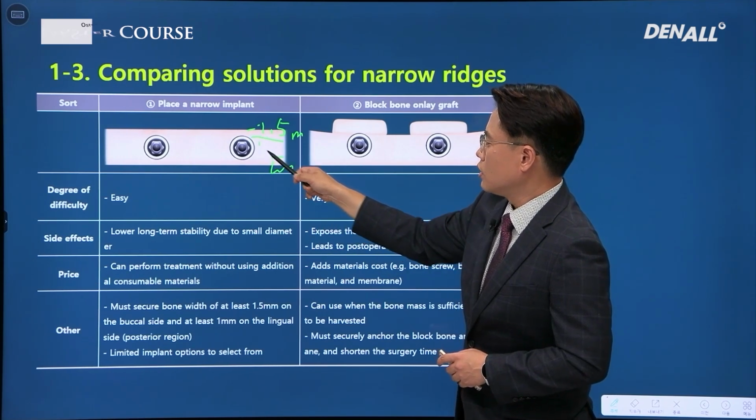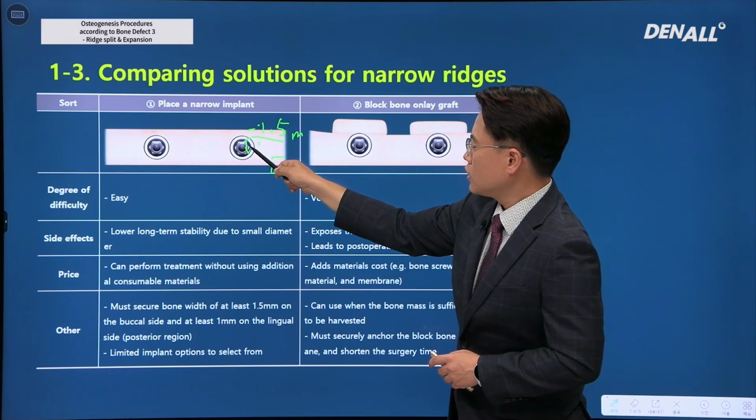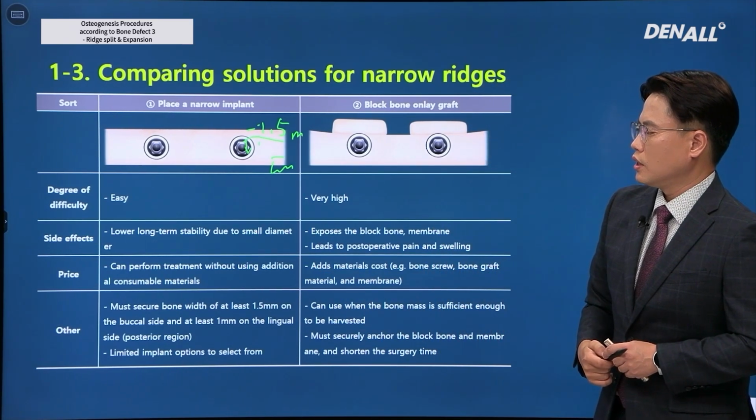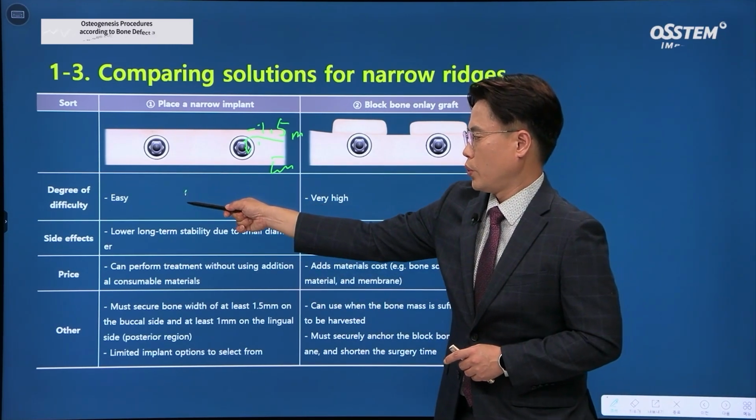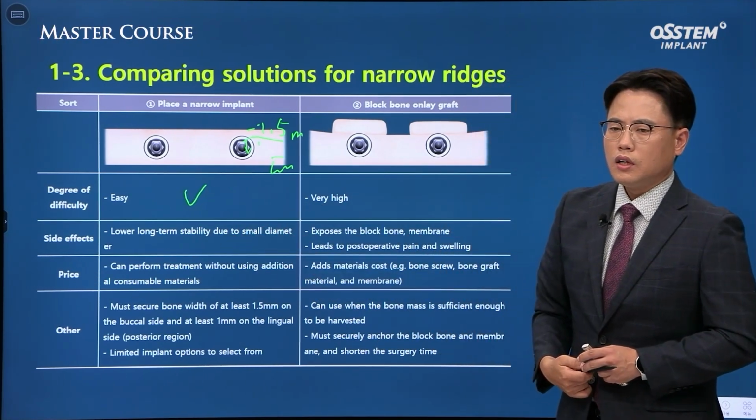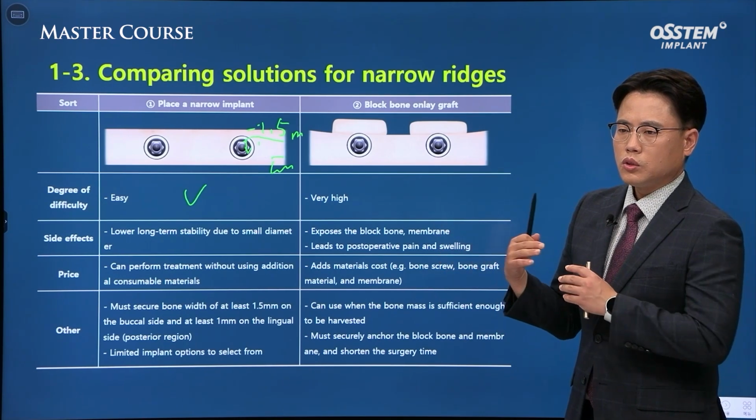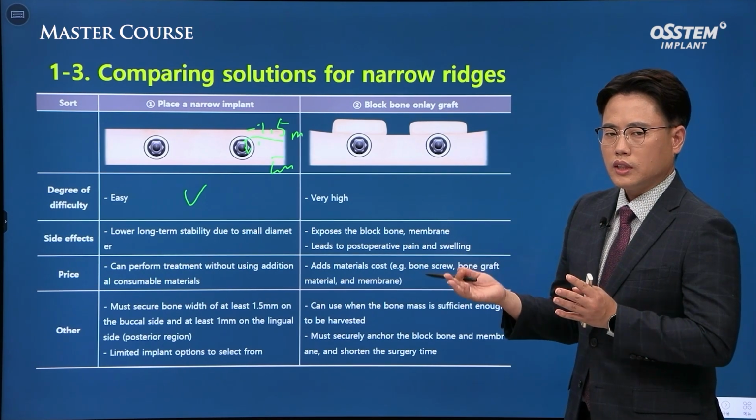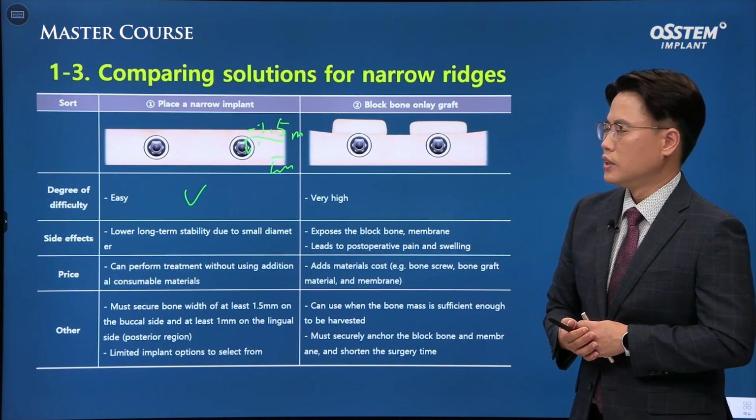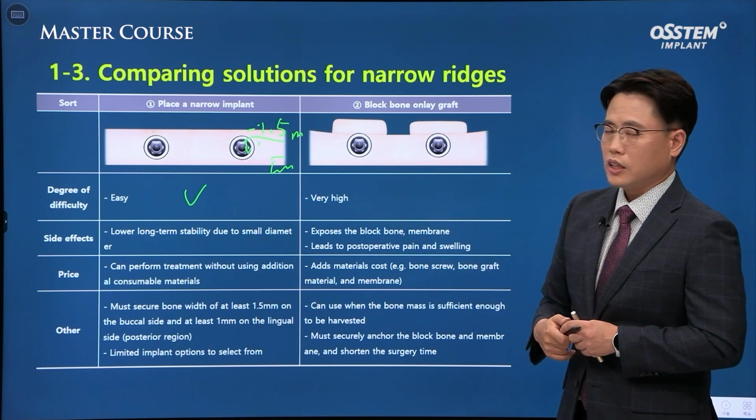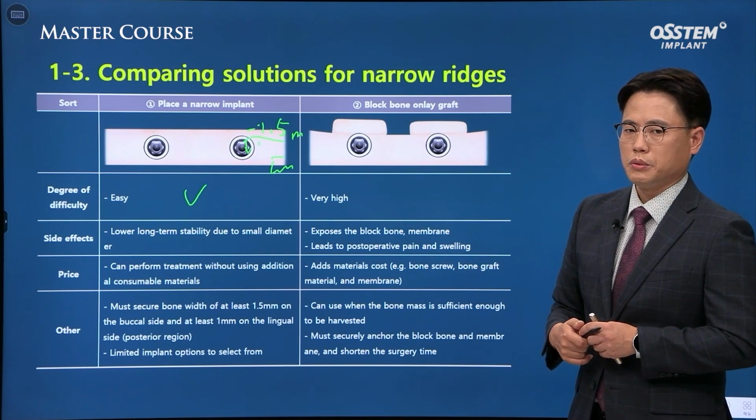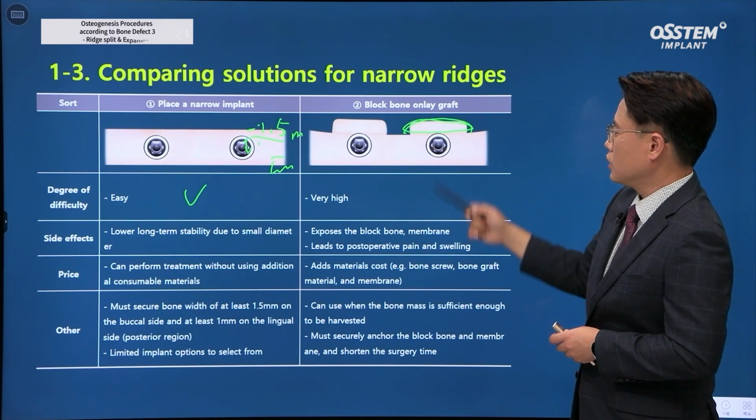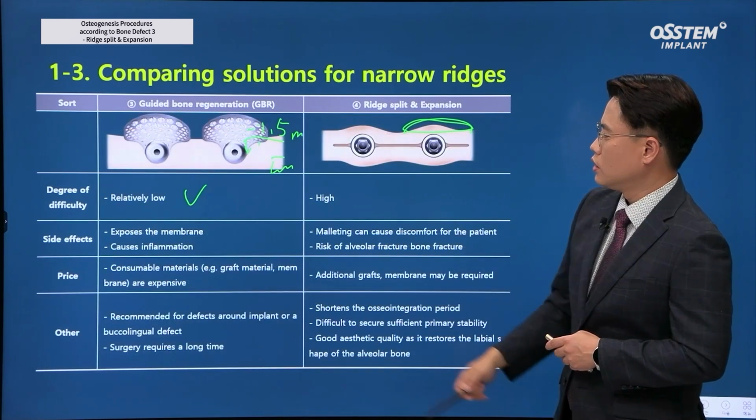In order to secure this width, perhaps we can reduce the diameter of the implant. We can use narrow diameter implants. Then, the degree of difficulty will become easy. However, if that area needs to bear load or if it needs to be used as abutment and requires more strength, we cannot use narrow diameter implants in this case. In order to augment the bone width, a block bone onlay graft may be necessary, or selectively GBR can be done.